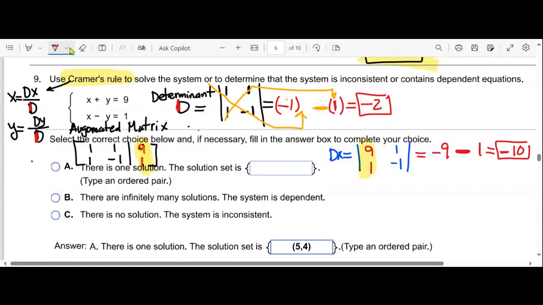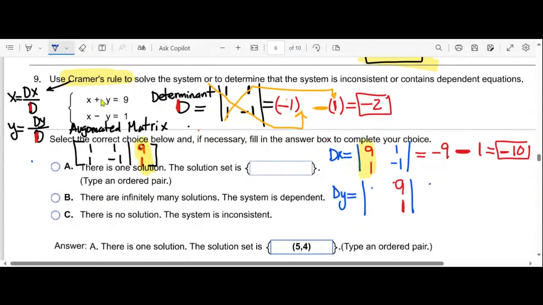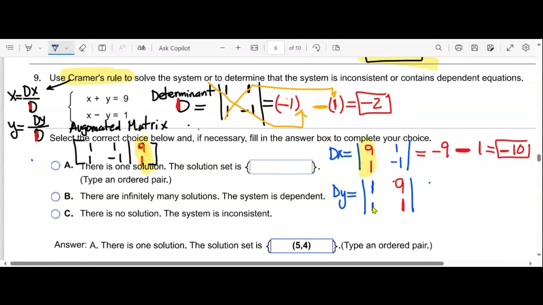Very good. Now we'll go for the next one. What's the next one? dy. Now in dy, I have to replace the y by the constant. Okay, and here I'm going to put the same value, which is 1 and 1. Now, yalla, Muhammad, how are you going to get it? 1 times 1 is 1. 1 times 9 is 9. So the answer will be 1 minus 9, it will give us minus 8.